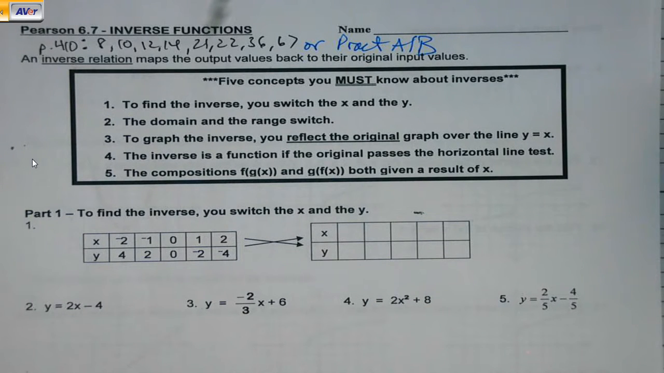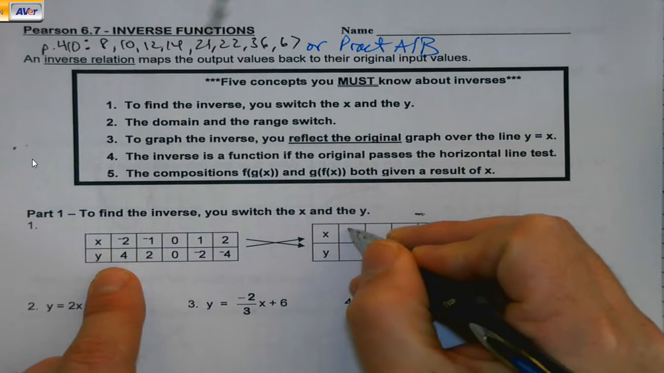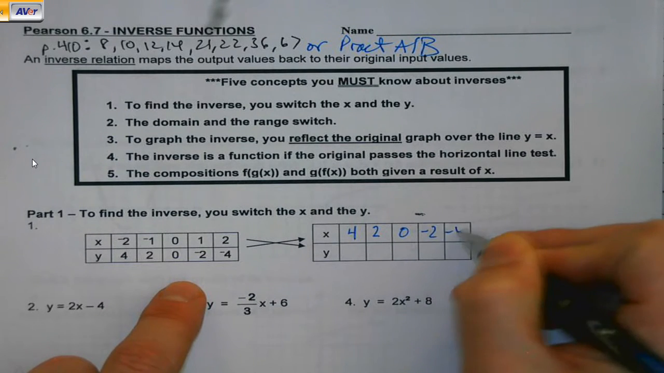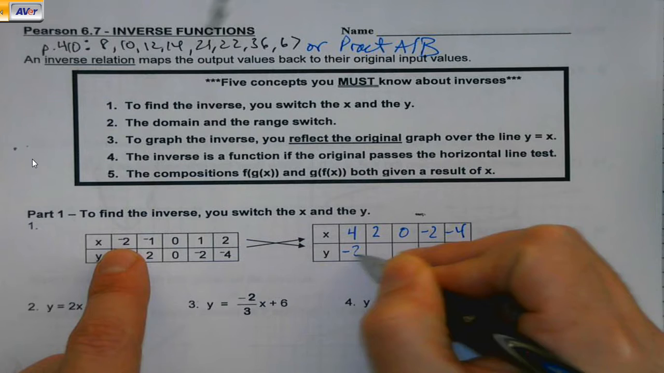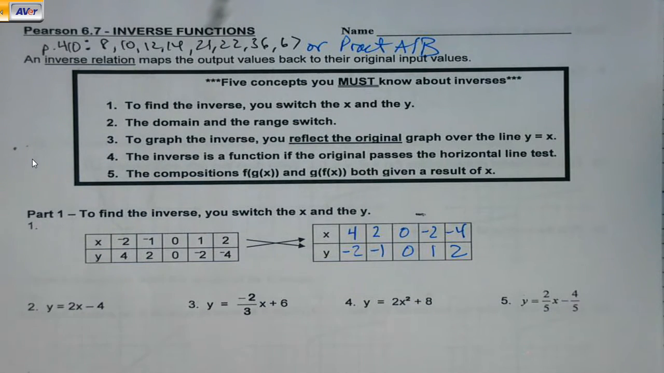Now sometimes that'll be as simple as if I give you a chart or I give you some coordinate points, it literally just means the y's become your x's, and the x's become your y's. Okay? It can be that simple at times. And that would be true if these were coordinate points as well.